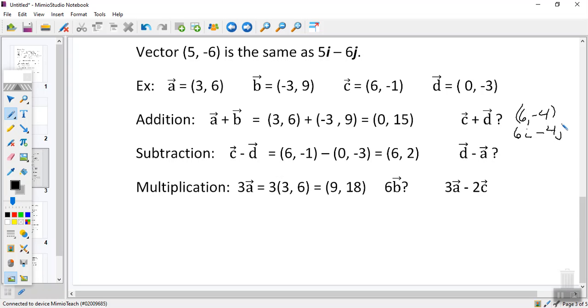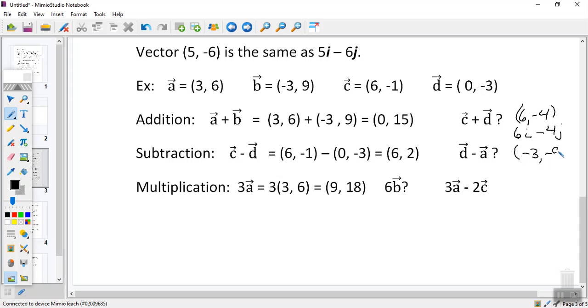All right, help me out, friends. Next one, subtraction. They talk about C minus D. Pretty simple. 6 minus 0 is 6. Negative 1 minus negative 3 is 2. So what would B minus A get you? Negative 3, comma 9. So 0 minus the 3 right here would be negative 3, friends. And then negative 3 minus 6 more would be negative 9. So you said negative 3, negative 9, kiddos?